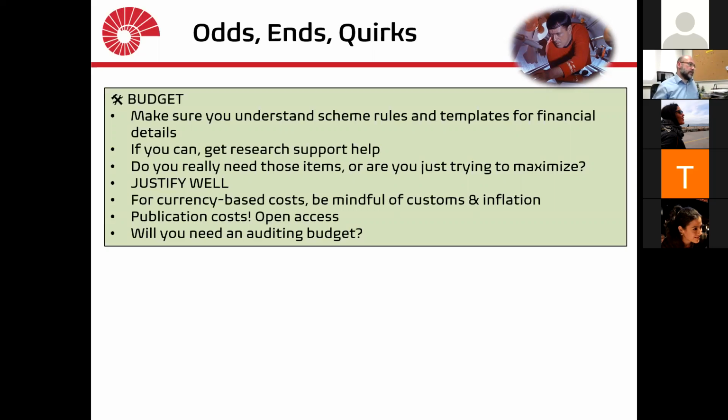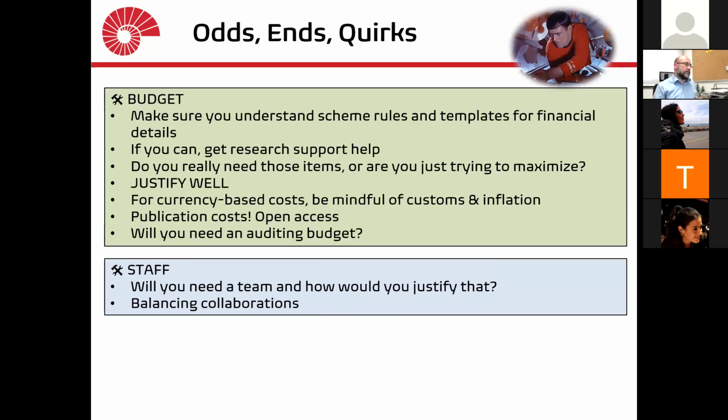easily calculated. Again, the last point on budget, will you need an auditing budget? Some sponsors require that you have an independent party to audit your project, financially and administratively. So then you might need an auditing budget. If you don't have that, then you will have a problem. You have to find the money somewhere, and it is a problem.